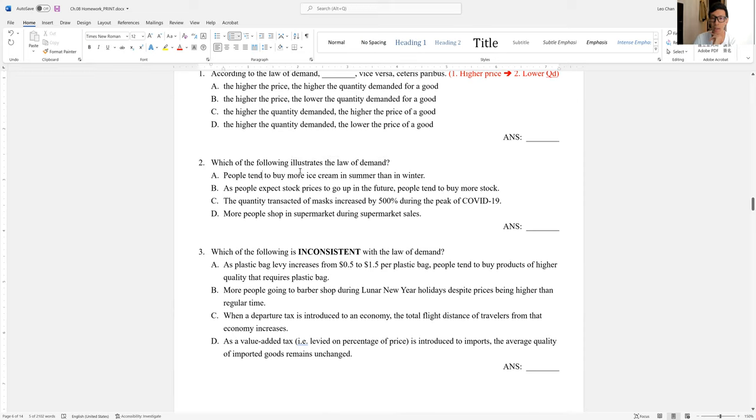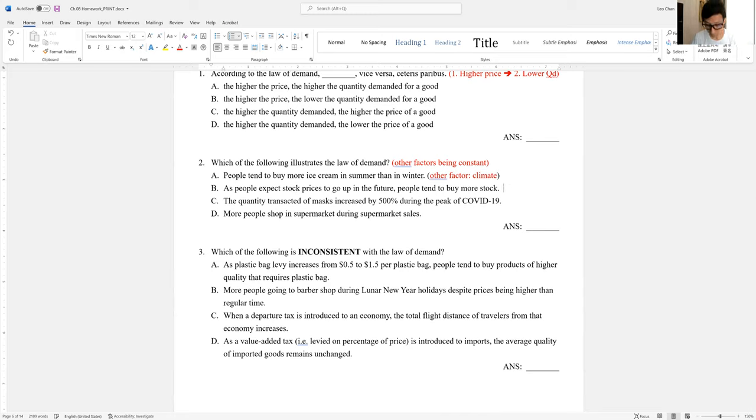Look at which one, people tend to buy. Remember the law of demand has one very important sentence at the end: we need to hold other factors constant. So when other factors are not constant, the law of demand will be inapplicable. You cannot use the law of demand to explain it, because things are different. For example, A: people tend to buy more ice cream in summer than in winter. Here you will see the other factor is climate. The climate has changed, so the other factor changed. So A is not correct.